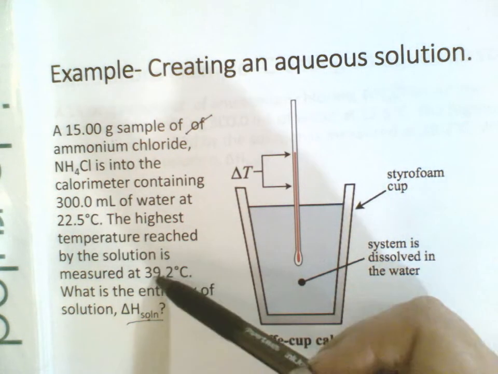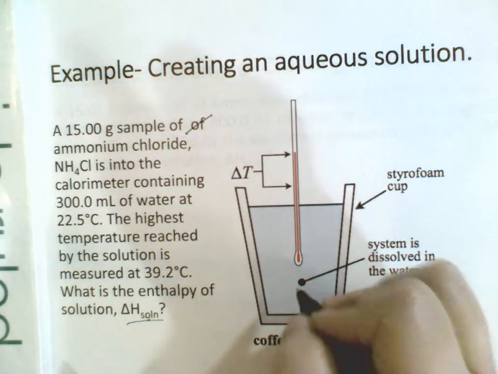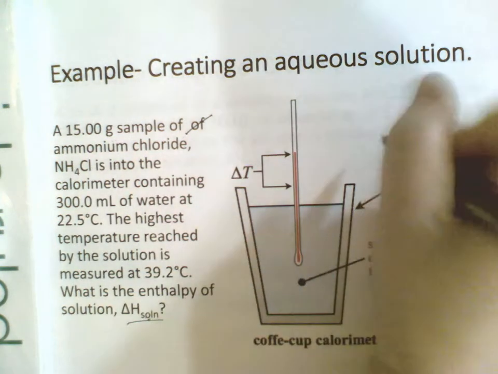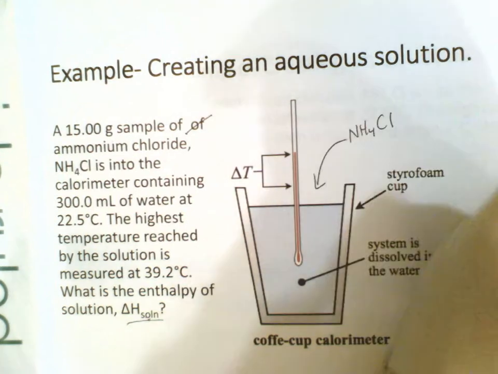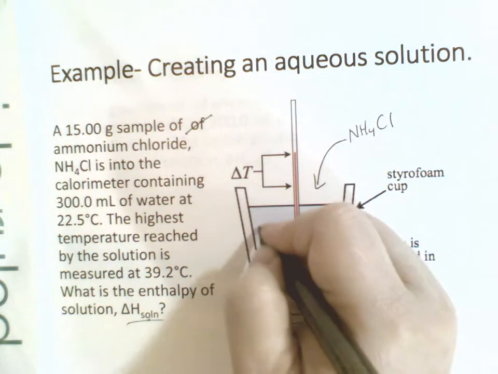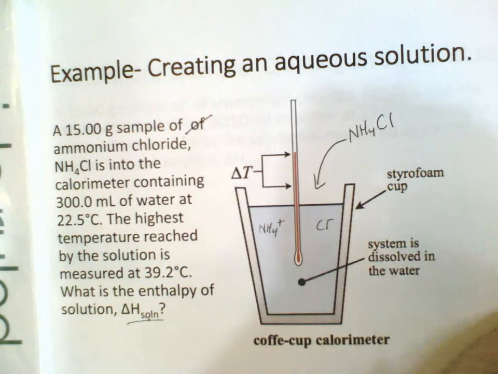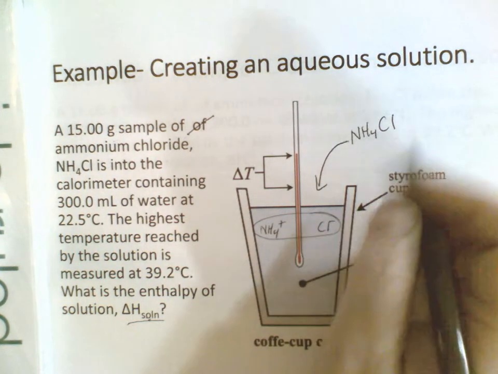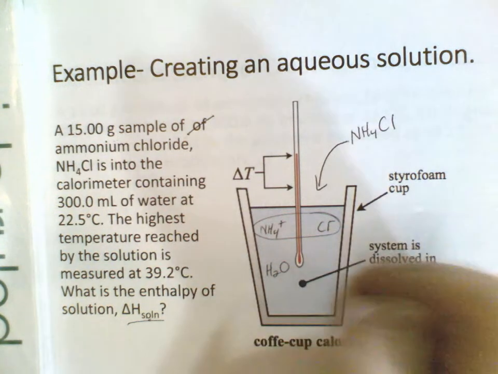So our temperature goes from 22.5 to 39.2 degrees Celsius. If we think about our situation, we're adding the ammonium chloride into the water. So our NH4Cl is going into the water, dissolving and breaking up into its ions like that. Those chemicals would be our system, and our surroundings would be the water.